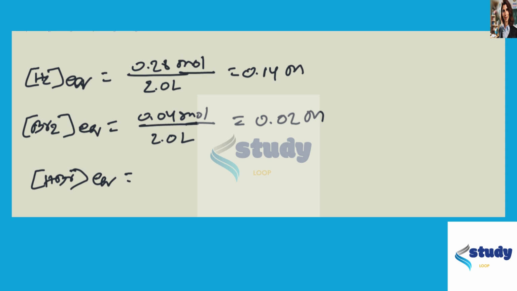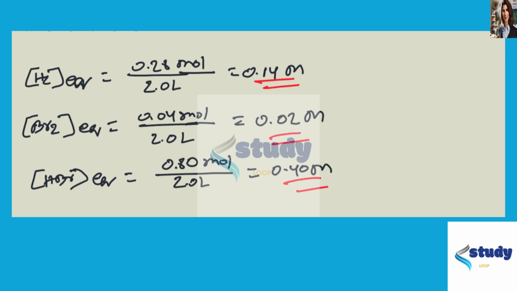And finally the equilibrium concentration of HBr will be equal to 0.80 mole over 2 liter, which is the volume of the reaction vessel, and this value will be 0.40 molar. So these are the equilibrium concentration for each of the reactant and product.